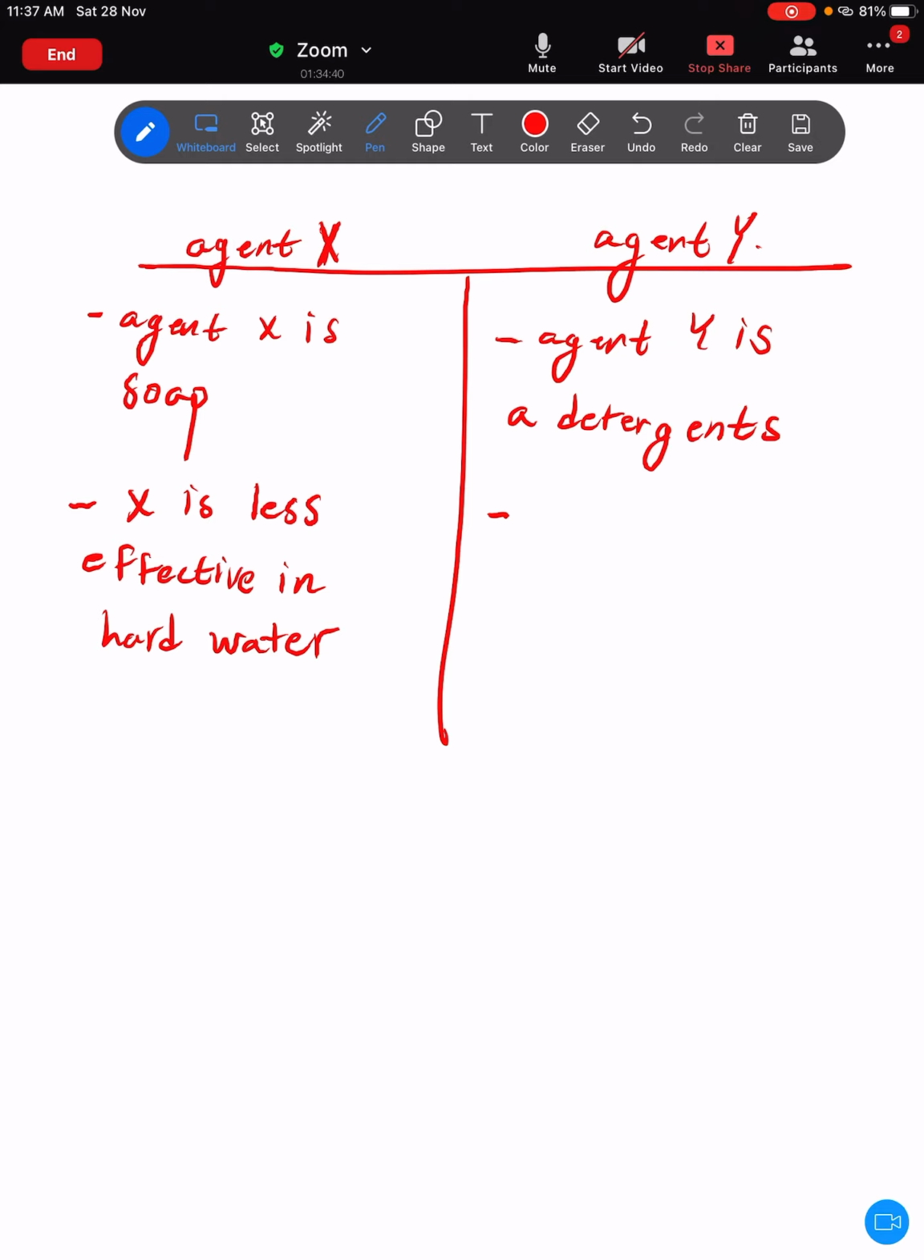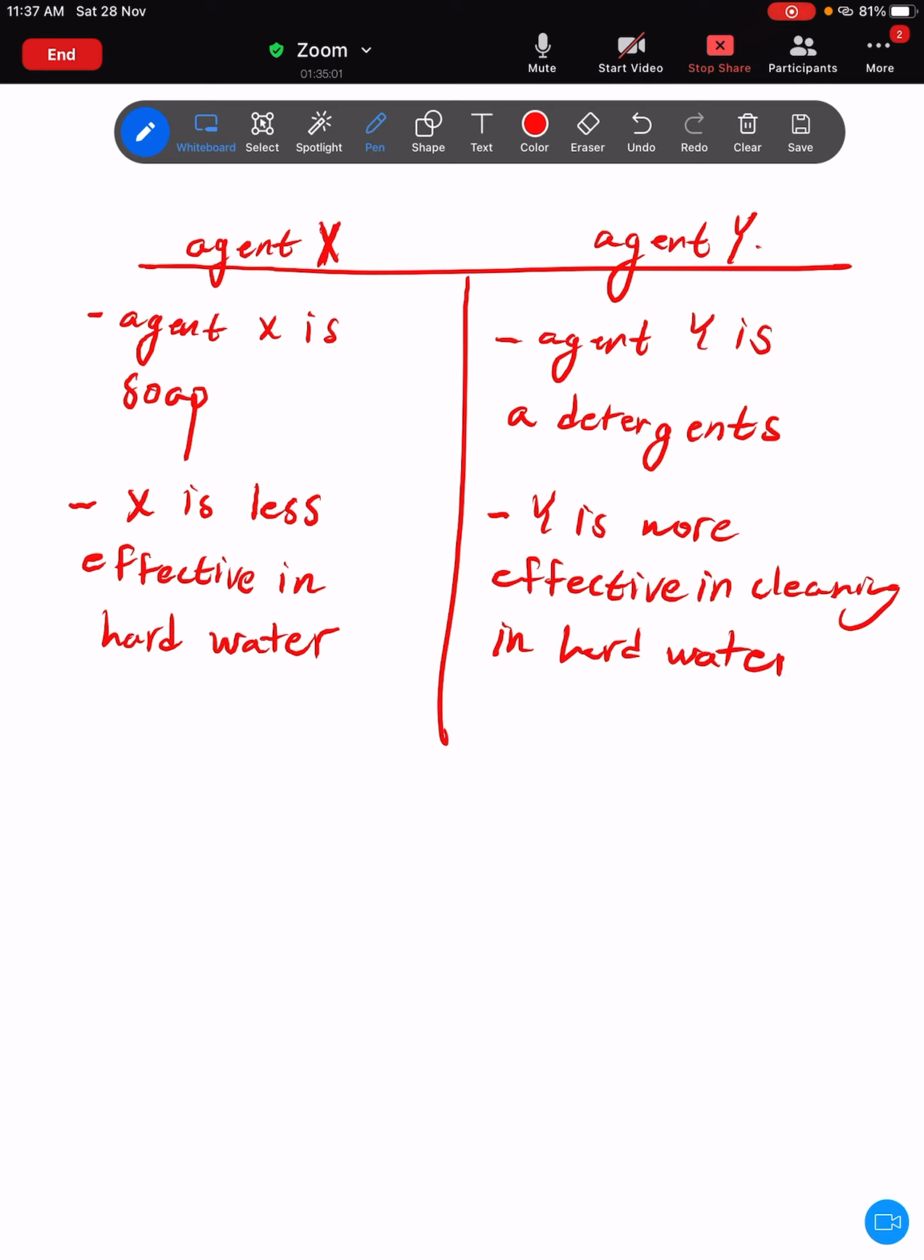Y is more effective in cleaning in hard water. Okay. What else can I add? Why do you say X is less effective? Because X forms scum in hard water.